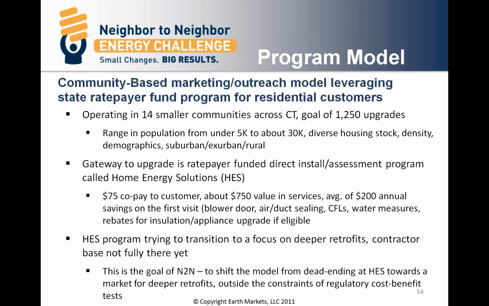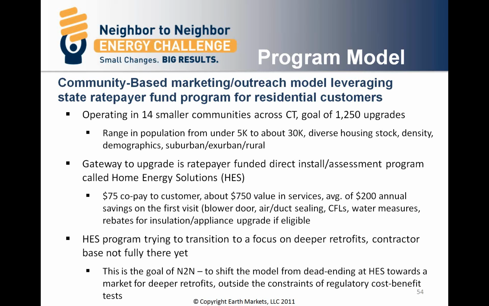It's a diverse housing stock. The communities are all over the state, and they vary in density and demographics, all the way from exurban and rural to suburban, and suburban density varies as well. Very affluent to less affluent. So it's a really interesting mix.